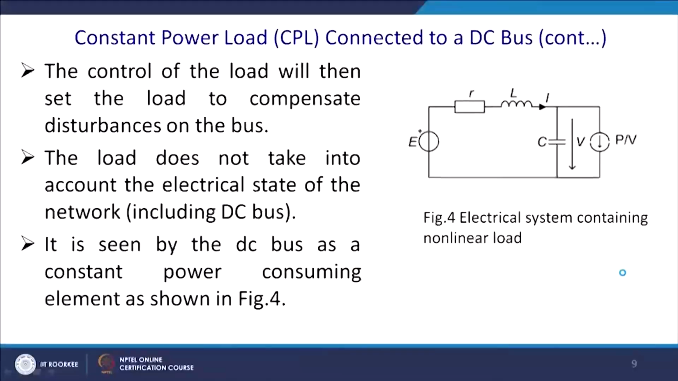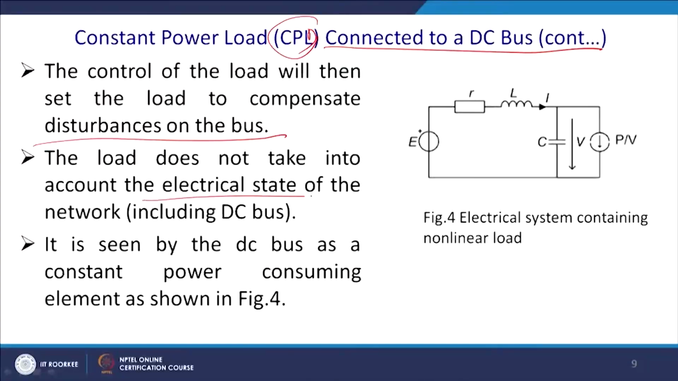So, what happens when you connect a CPL or CPLD, a device, to the DC bus? We need to understand that the control of the load will set the load to compensate for the disturbance of the bus. When there is a voltage drop, since the CPLD takes a constant amount of power, it will draw more current from the system, and thus it will pull the voltage level down further. So, that is one of the greatest challenges with the CPLD.